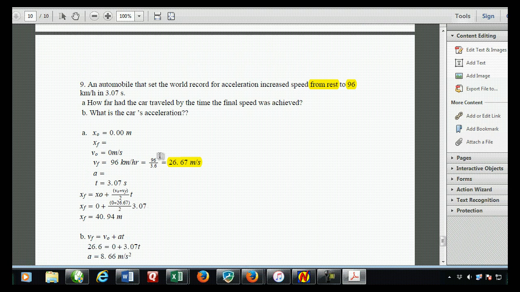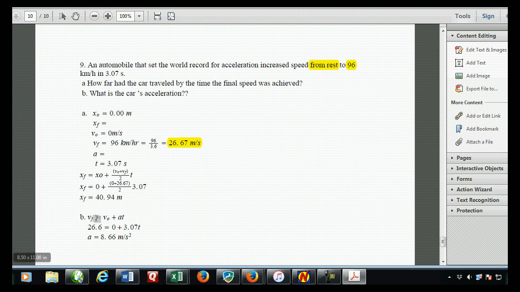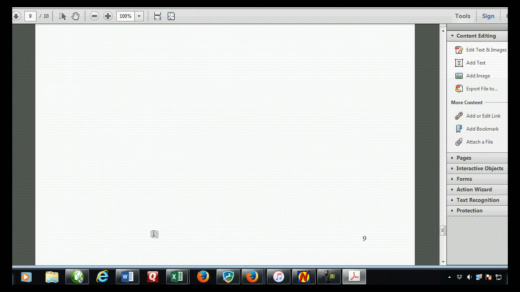What is the car's acceleration? I now can use baby because I have some VF, I got some V naught, I got some AT. Boom. Stick in the calculator, divided, 8.6 meters per second squared.